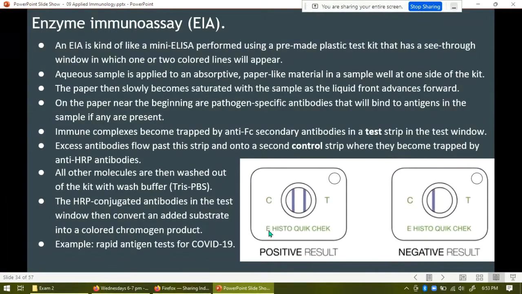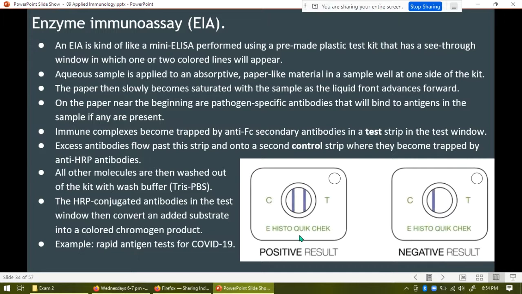There's also an EIA for Entamoeba histolytica, which is an intestinal pathogen, a parasite of the intestine, and can cause rather severe disease. So what happens is, whatever the sample is, you take an aqueous sample, you suspend it in a sample buffer, which is usually just saline, and then you apply that aqueous sample to an absorptive paper-like material in a sample well at one side of the kit. So your sample well is located over here at the starting point. So this is where you add your liquid samples that you think might contain the antigen. You want to test for the antigen in the sample.